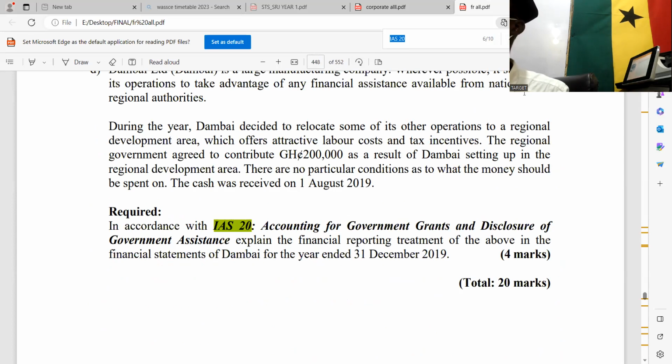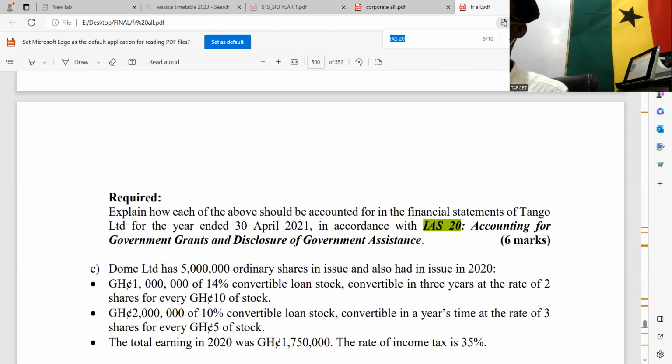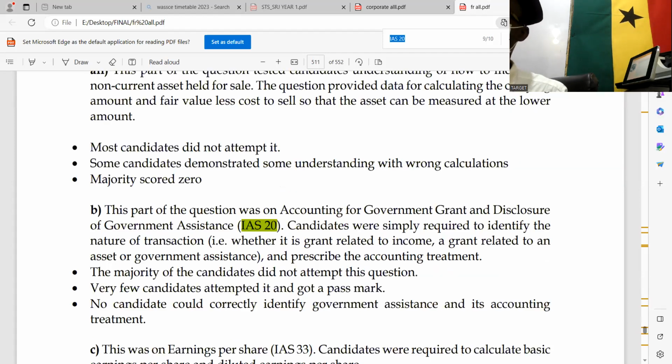Okay, we've talked about Dambai already. So basically, that's all. We are done with the storyline.